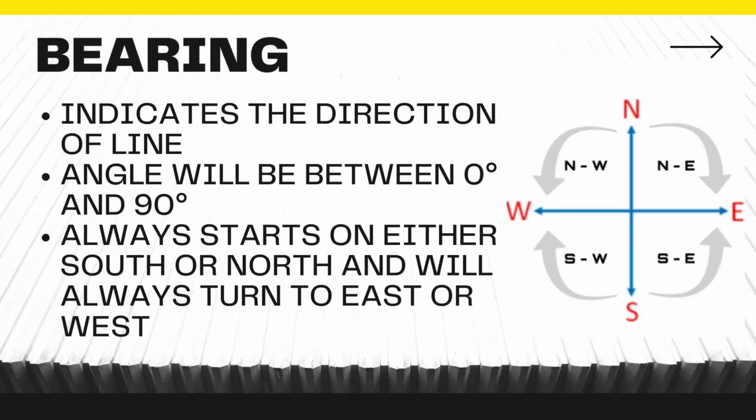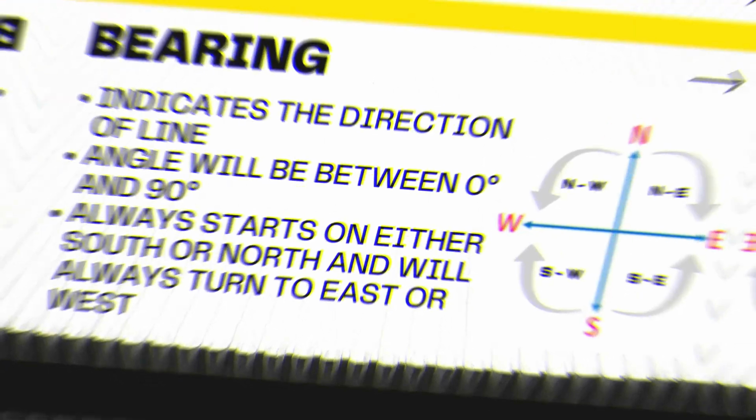Next is bearing. Bearing indicates the direction of a line. Bearing angle will always be between 0 degrees and 90 degrees. And bearing will always start on either north or south and will always turn to east or west.